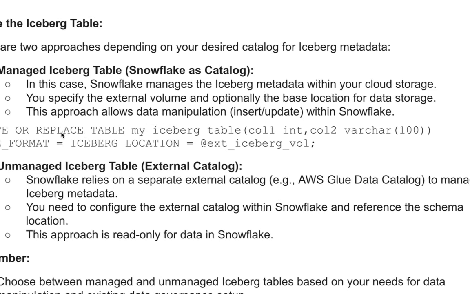So here is the syntax to create the Iceberg table. We specify the table format as Iceberg, and the location is the one that we created in the first step as the external volume. Whereas in case of an unmanaged Iceberg catalog, Snowflake doesn't manage the catalog, so it relies on a separate external catalog. So let's say the catalog is defined in AWS Glue, then we need to configure the external catalog within Snowflake and reference the schema location.